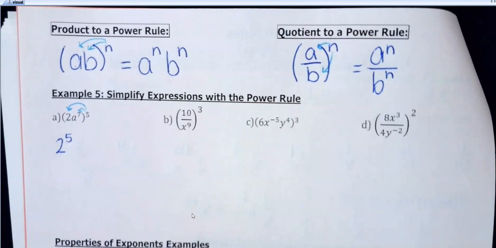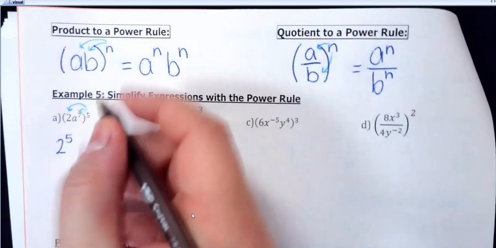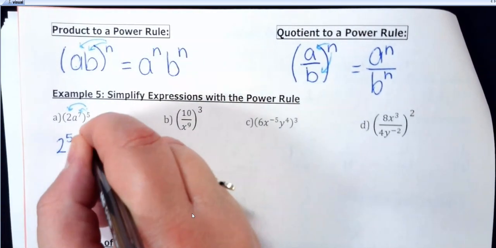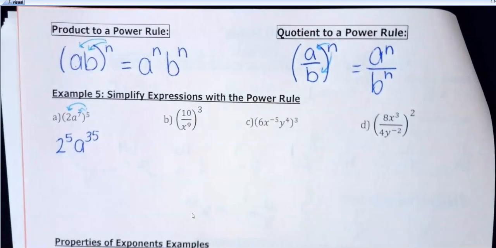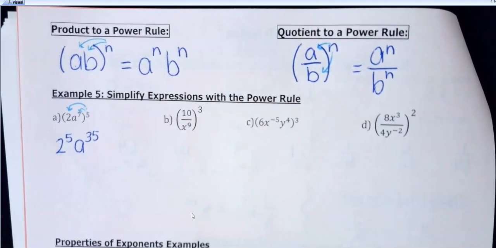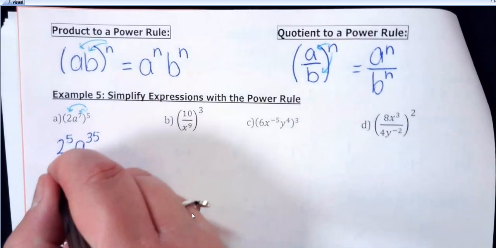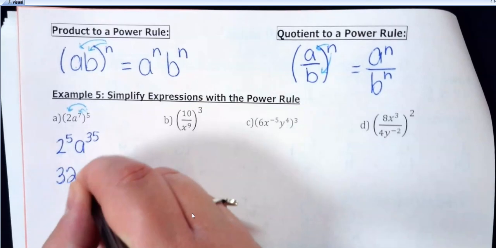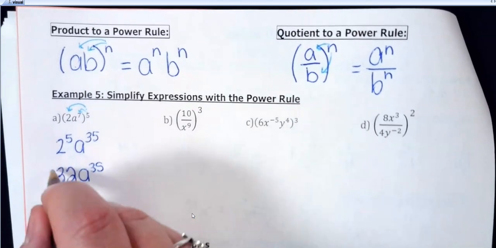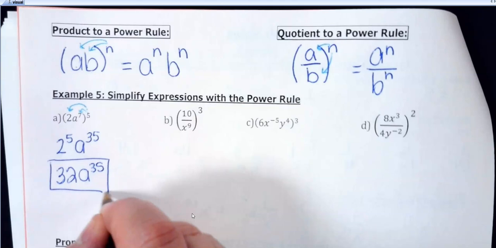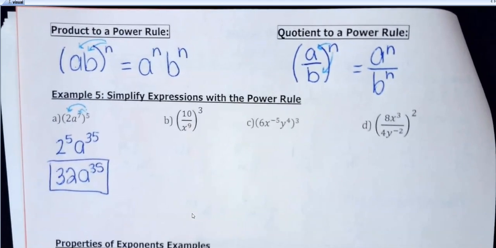Now, this is the little review from the very bottom of the front, power to a power. If I do a to the 7th to the 5th, power to a power, I'm going to multiply those exponents. So 5 times 7 is 35, so a to the 35th. And then you guys can simplify if it's not like a crazy exponent. 2 to the 5th is just 32 if you want to use your calculator to simplify that a little bit. 2 to the 5th power is 32, and then nothing more I can do there.